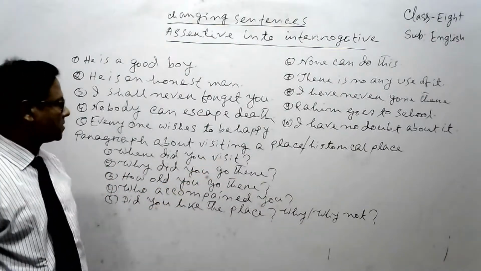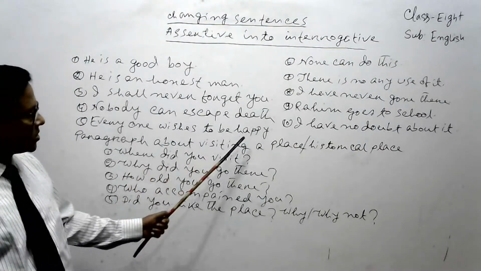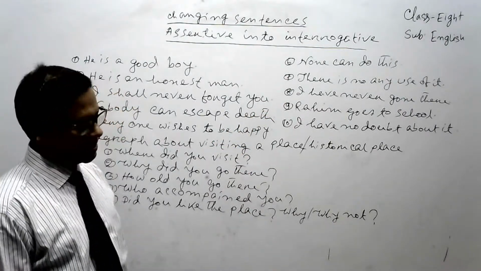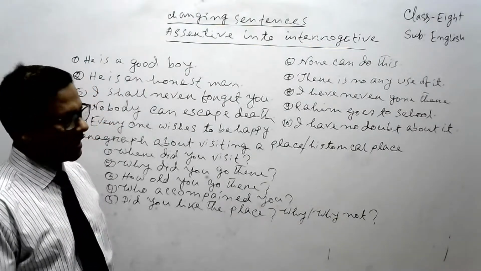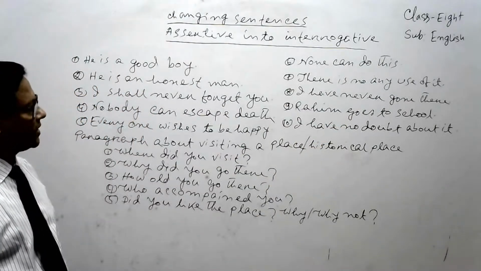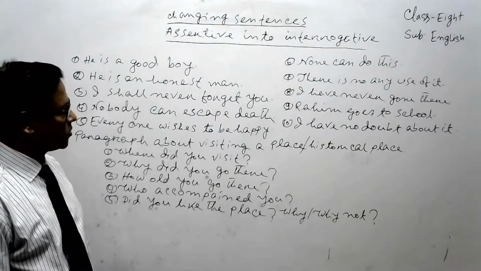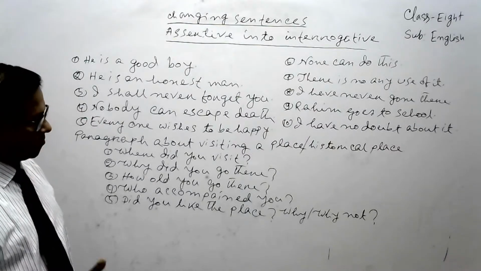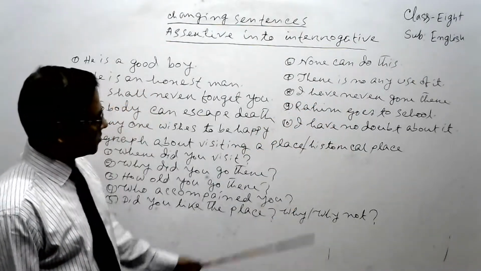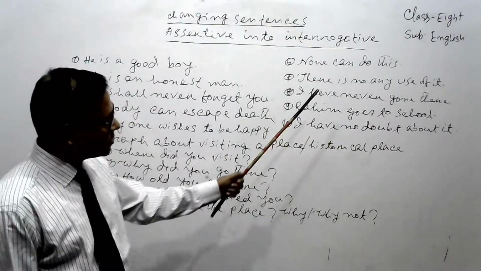Everyone wishes to be happy. Who does not wish to be happy? Number six, none can do this. Who can do this? And another, can anyone do this? As students of class eight, according to the syllabus of the Ministry of Education, here you have to write the transformation: none can do this, who can do this, or can anyone do this?